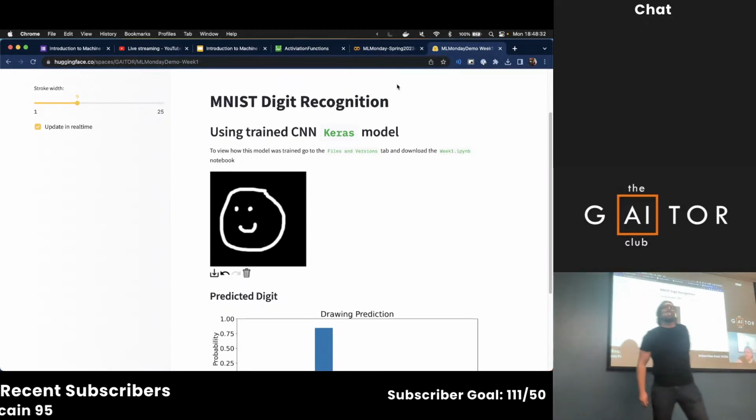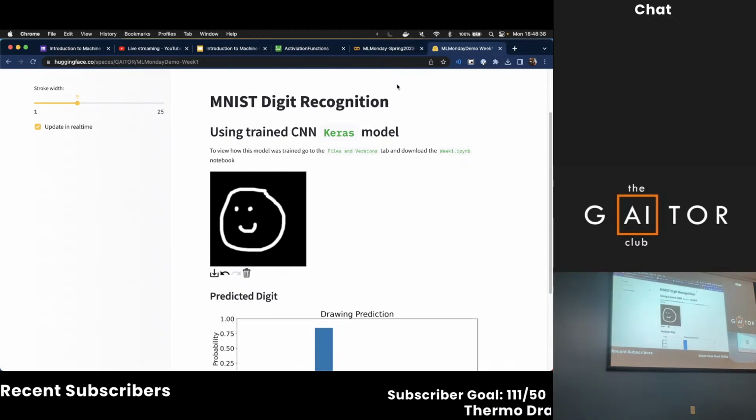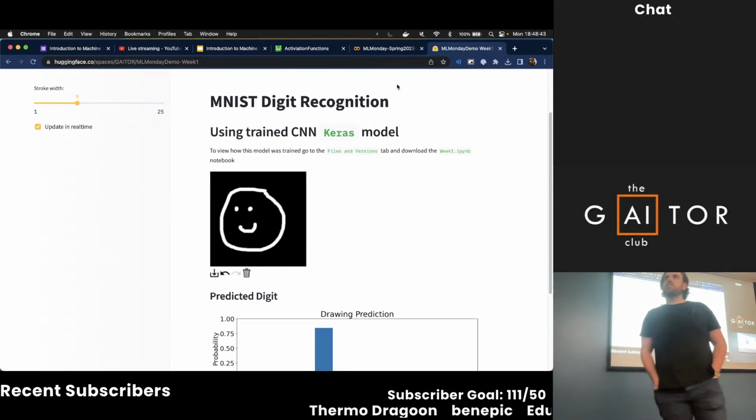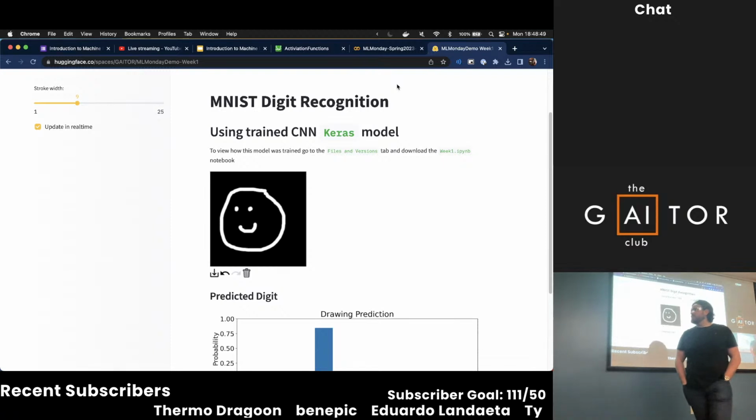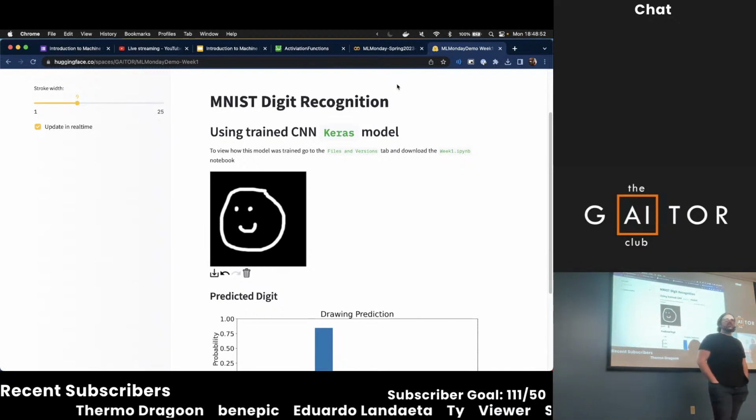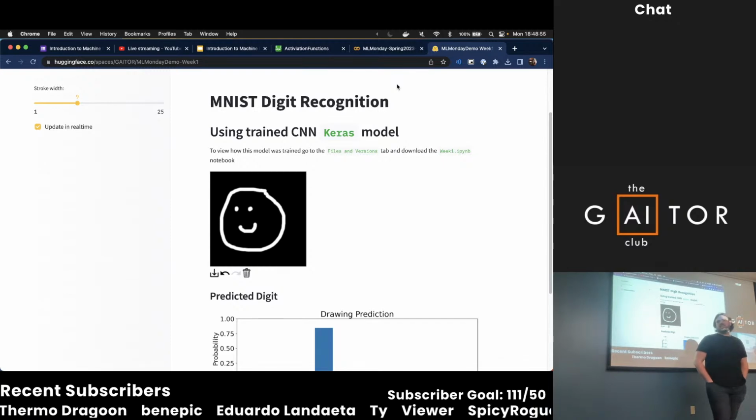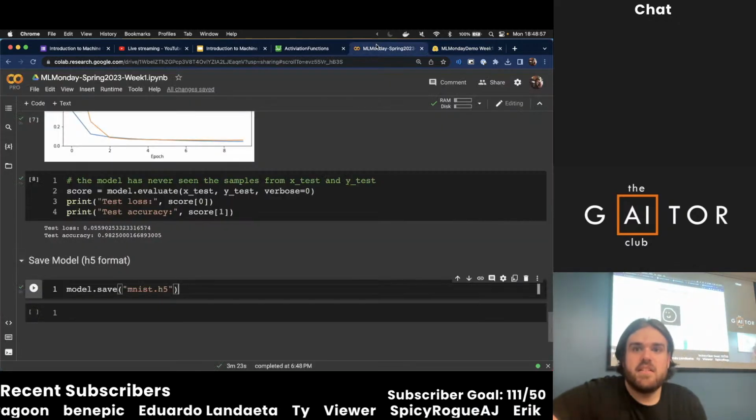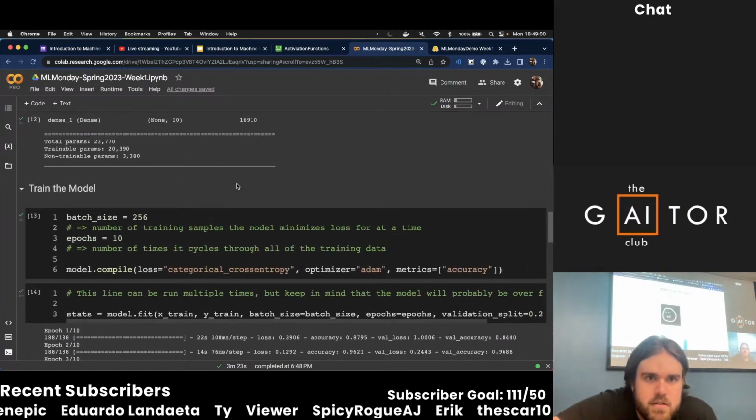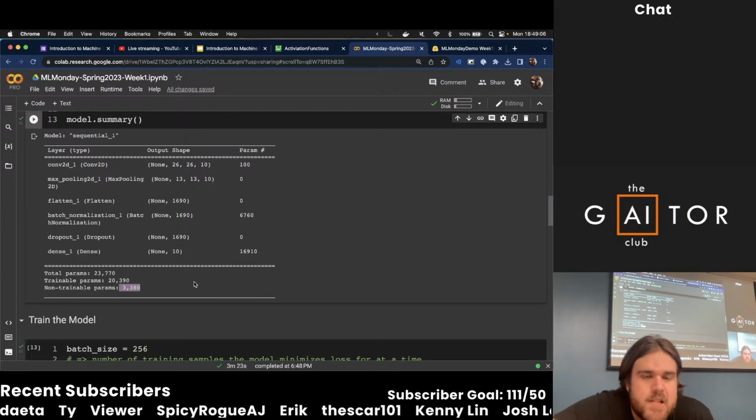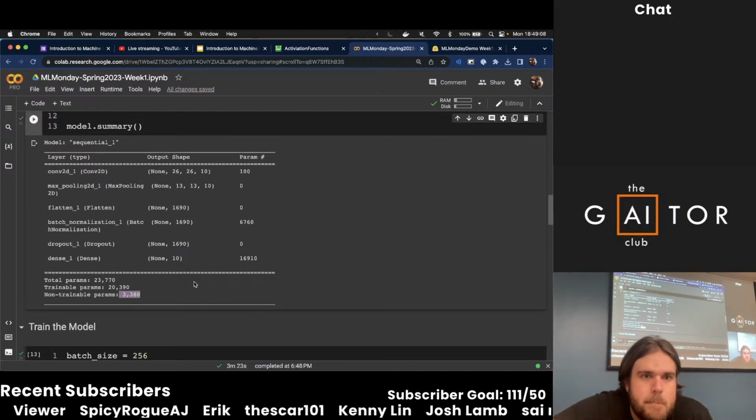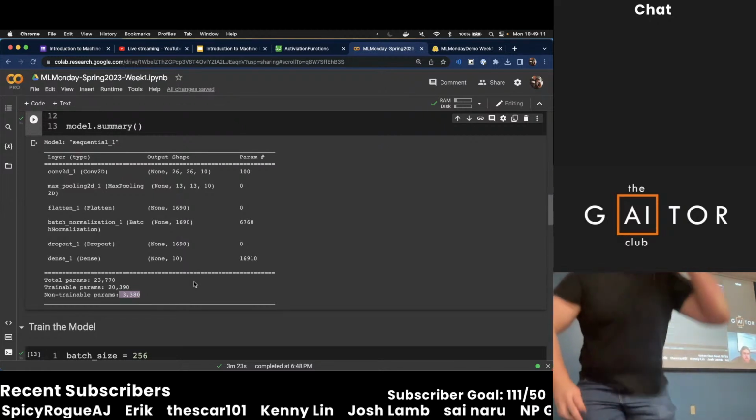What's up? So you said that there's 3,380 non-trainable parameters. Are those all hyperparameters? In the model, it says total parameters 23,770, trainable 20,390, non-trainable 3,380. Not all weights are updated during backpropagation, so those are probably the weights that aren't updated by the model. To be honest, I have no clue.